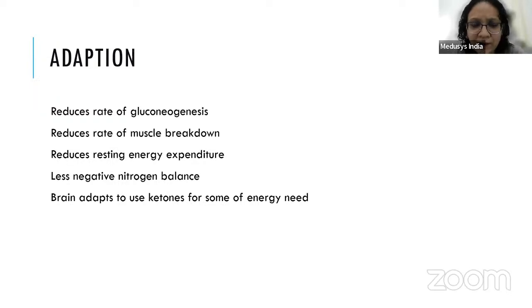I just wish to say that in adaptation, whatever is happening now gets reduced when the body adapts to starvation after many days. So it reduces the rate of gluconeogenesis, reduces the rate of muscle breakdown, and reduces resting energy expenditure. There is less negative nitrogen balance, and even the brain now adapts to use ketones for some of its energy need. So this is actually adaptation.